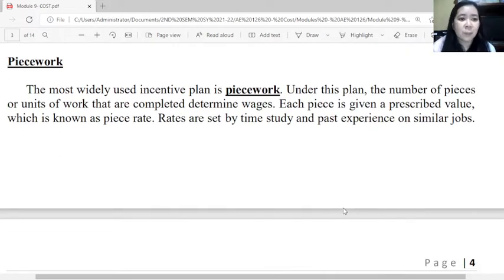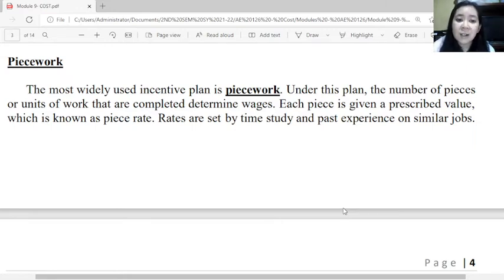When we say piecework, this is the most widely used type of incentive wage plan. So under this, the number of pieces or the units of work that were completed will be used to determine the computation of the salaries or wages that a certain employee or worker has earned during a period of time. So each piece is given a prescribed value, which is known as the piece rate.